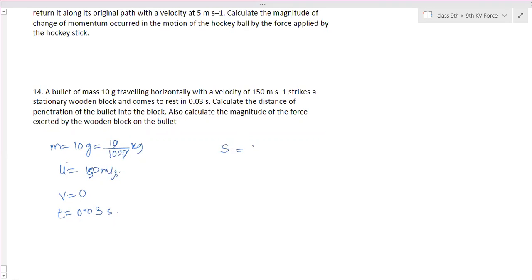Ma'am, you would have to find the acceleration. First you have to calculate acceleration. So it's (v minus u) by t. v is 0 minus 150 by 0.03, that is minus 150 into 100 by 3, so that is minus 5,000 meter per second square is acceleration.